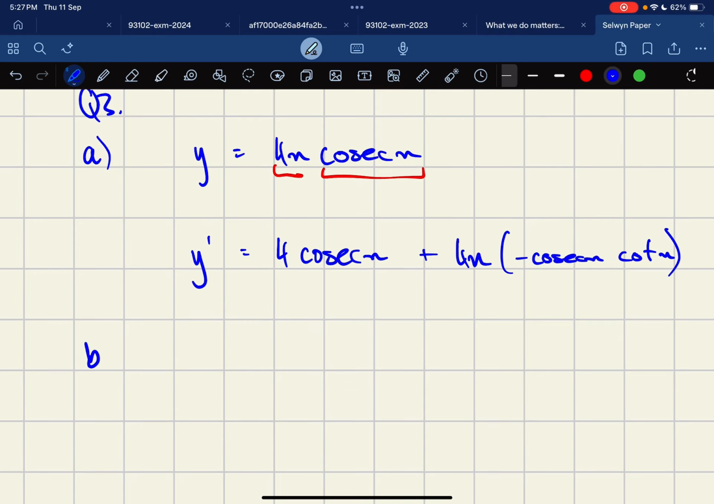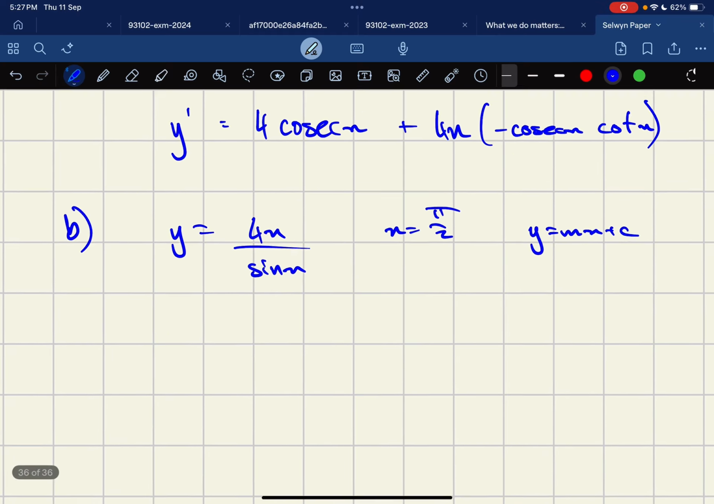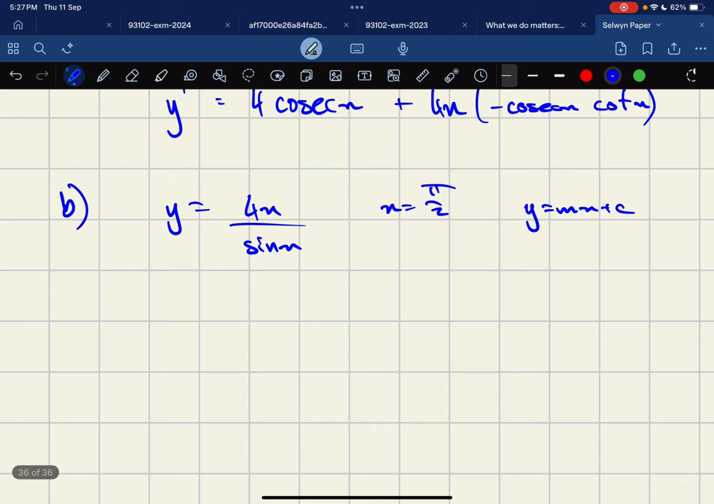Okay, part B. Find the equation of the tangent, so y equals mx plus c, to the curve y equals 4x over sine x at the point x equals pi over 2. So we want the gradient and we want the c value. In order to find the c value, we need the coordinates of at least one point, and we've only been given an x value. So we need to solve for the corresponding y value as well.